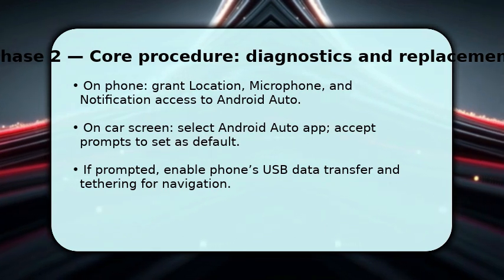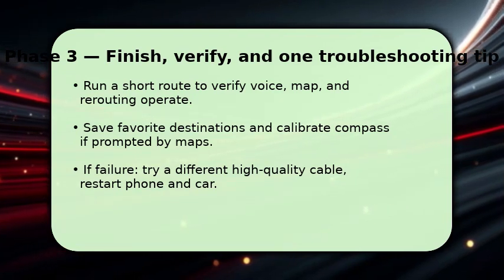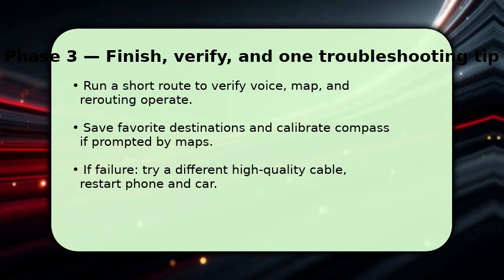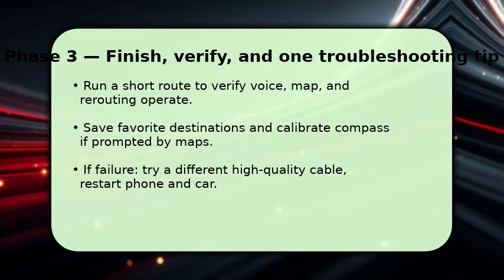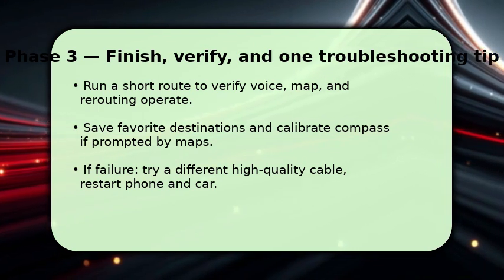Finish by testing the setup with a short route so you confirm voice guidance, live traffic, and rerouting work. You should also save home and work for quick guidance and calibrate the map compass if the app asks. If navigation looks off, make sure phone GPS is set to high accuracy and Android Auto has background location access.